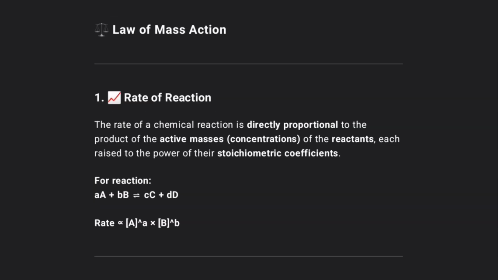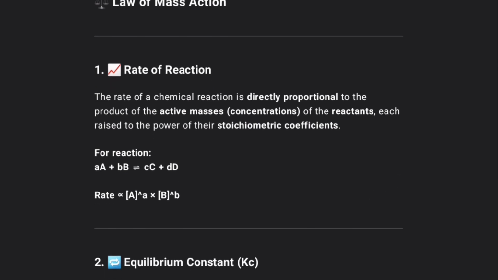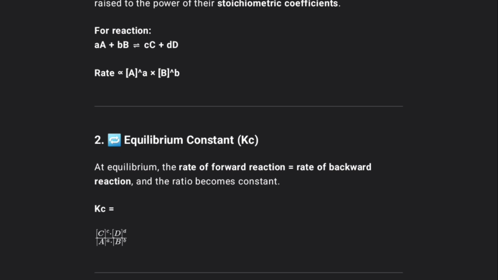Law of mass action. 1. Rate of reaction. The rate of a chemical reaction is directly proportional to the product of the active masses, concentrations, of the reactants, each raised to the power of their stoichiometric coefficients. For the reaction A + B ⇌ C + D, rate of forward reaction = Kf [A][B].